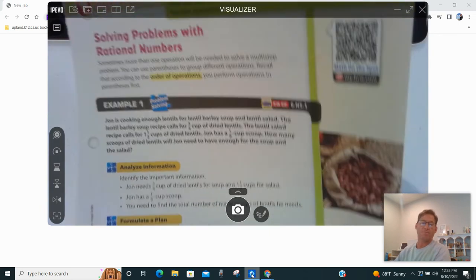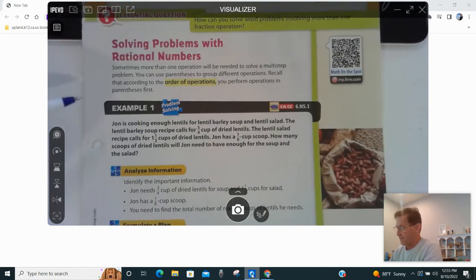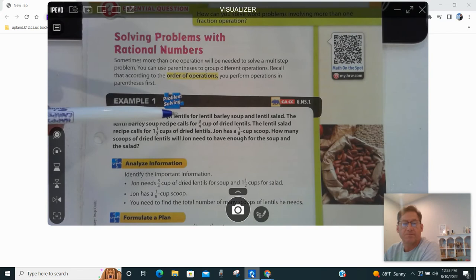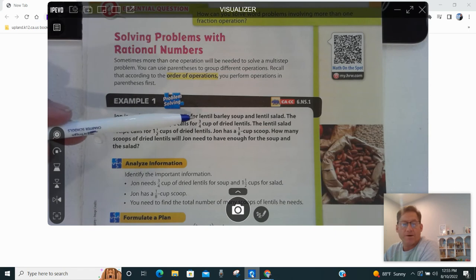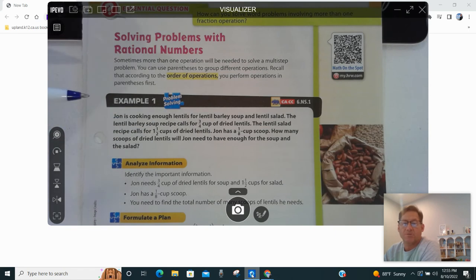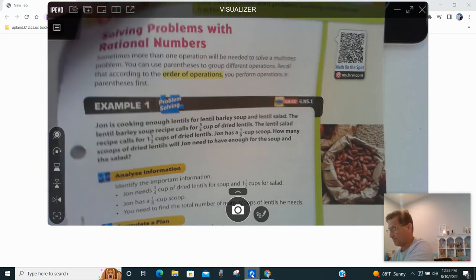So for example, number 1. John is cooking enough lentils for lentil barley soup and lentil salad. The lentil barley soup recipe calls for 3/4 cup of dried lentils. The lentil salad recipe calls for 1.5 cups of dried lentils. John has a 1/8 cup scoop. How many scoops of dried lentils will John need to have enough for the soup and the salad?